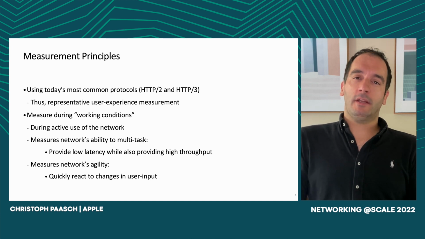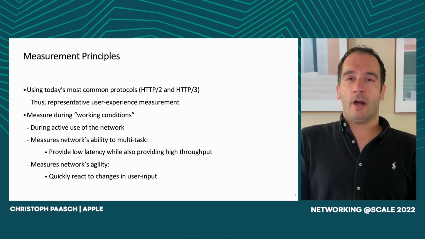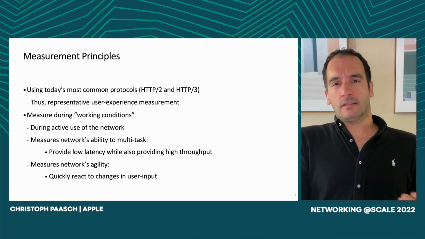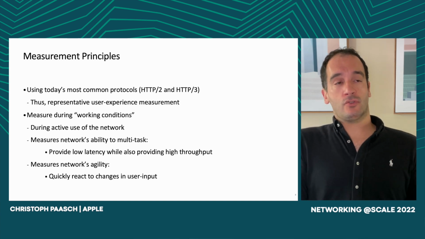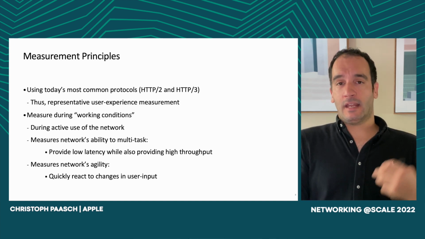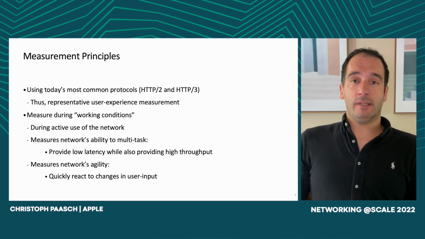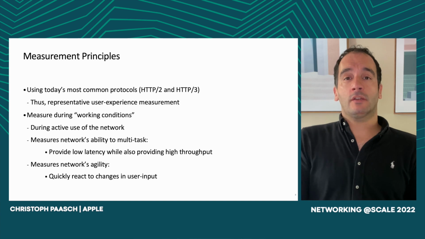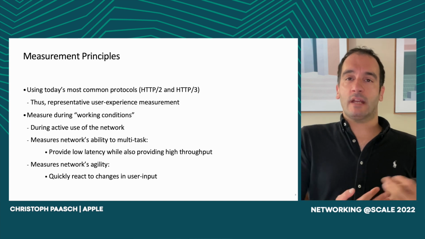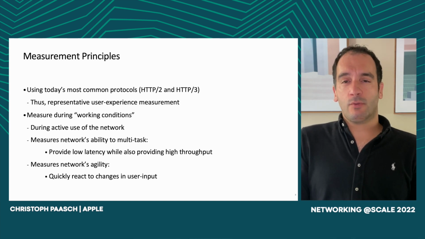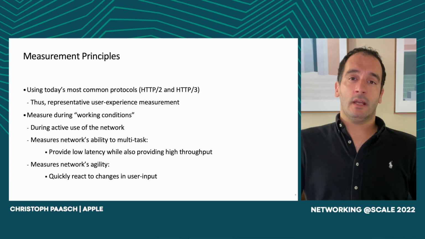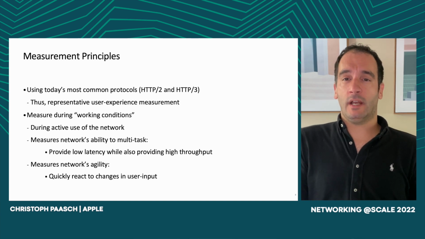Second, we believe that it is important to measure responsiveness under what we call working conditions. What is a working condition? Well, it is an active use of the network, meaning anything you do, like browsing the web, watching a movie, sending or receiving emails, sending messages, downloading large files from the internet. All of these are working conditions. And what does it help us do? Well, it helps us measure the network's ability to multitask. Is the network able to transmit a high throughput bulk data transfer, and at the same time provide low latency for the latency sensitive traffic?